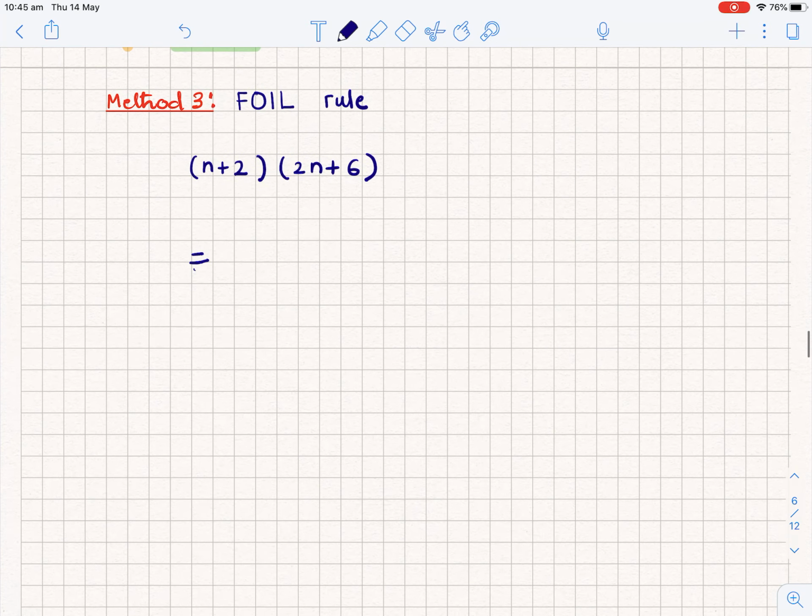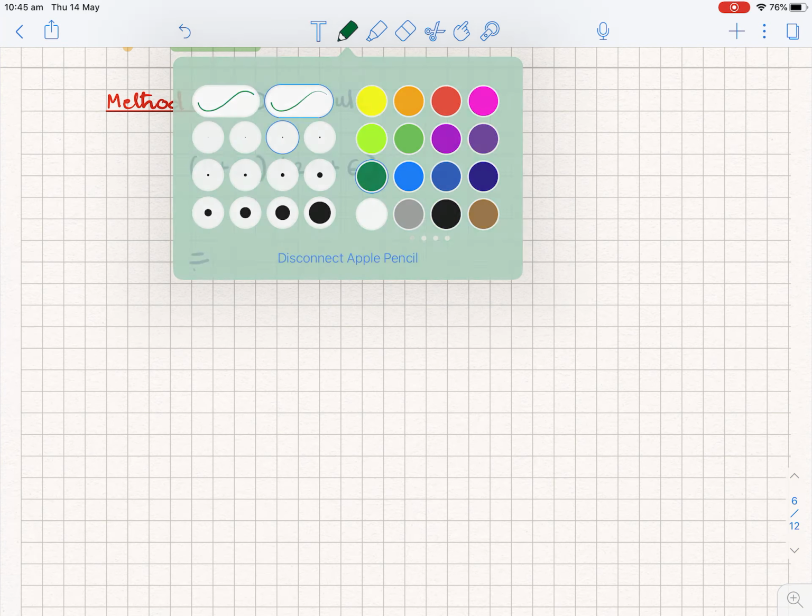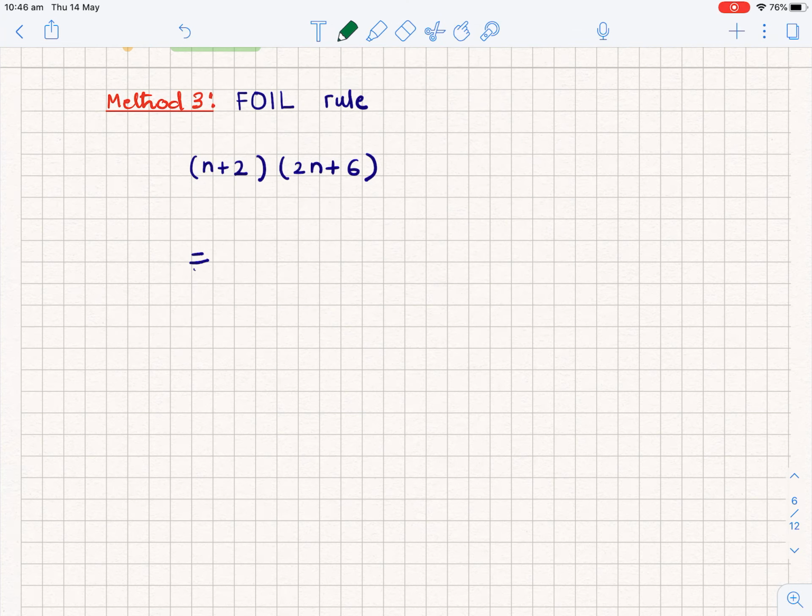Method 3 is also known as the FOIL rule, and it is good to learn to begin with. So the first term is multiplied with each term of the second grouping symbol, and then the second term is multiplied with each term of the second grouping symbol. So that gives you n times 2n, 2n squared, plus n times 6, 6n, plus 2 times 2n, 4n, plus 2 times 6, 12, and again you get the same answer.